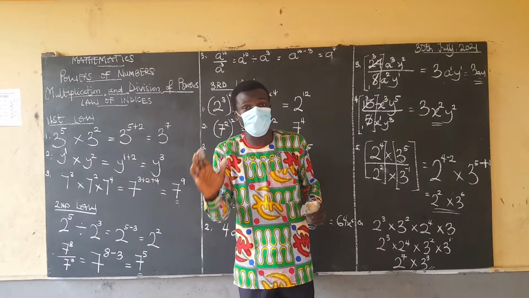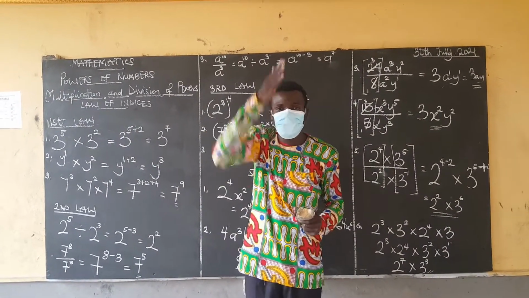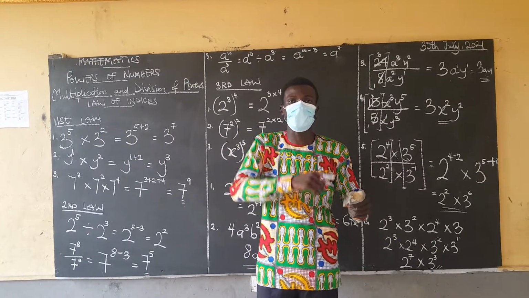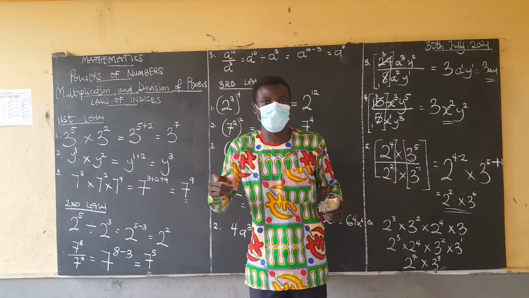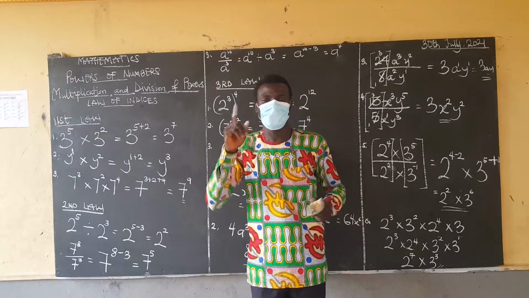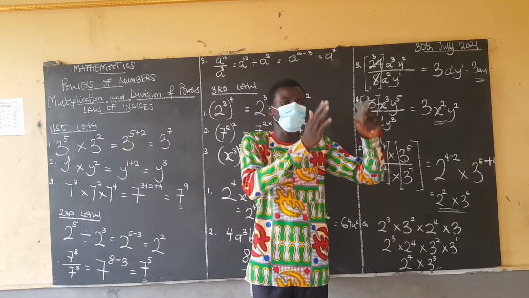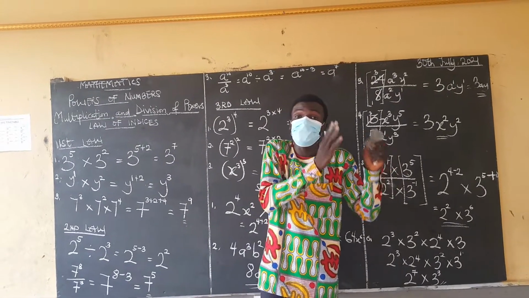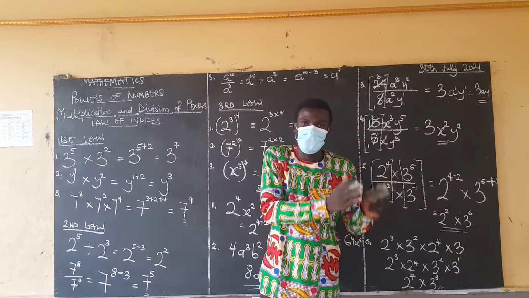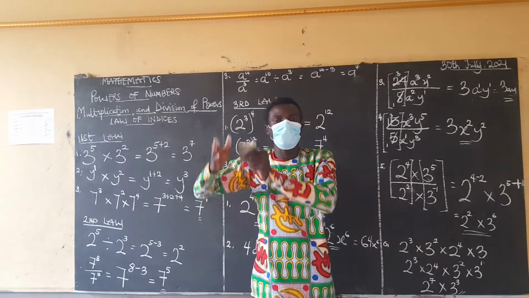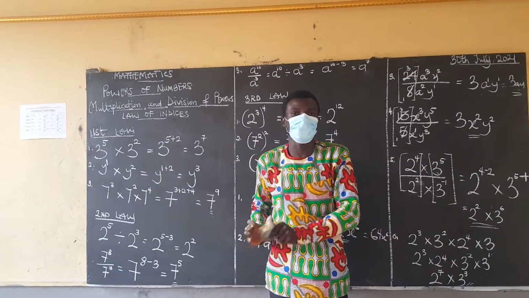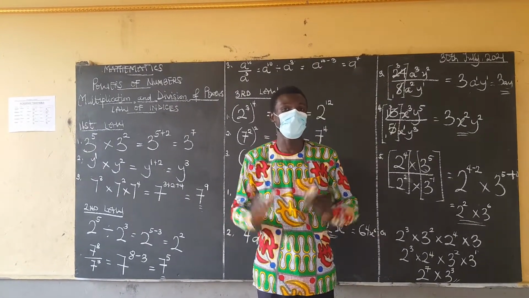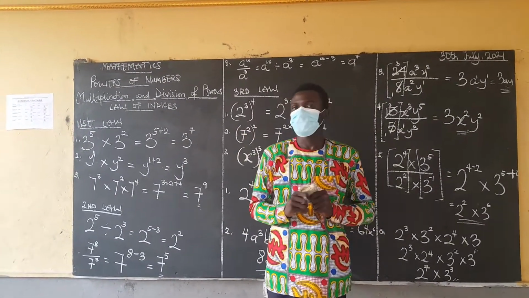If the base are not the same, just simplify each power, then you multiply. So if you have 2 raised to the power 3 times 3 raised to the power 2, the base here is 2, the base here is 3, they are not the same. So this 2 raised to the power 3, you simplify by multiplying 2 times 2 times 2, 3 times, which will give you 8. You write it down. Then 3 raised to the power 2 will give you 9. You write it down. Then you multiply 8 times 9 to get your answer. That means that one, you are not going to use the law.